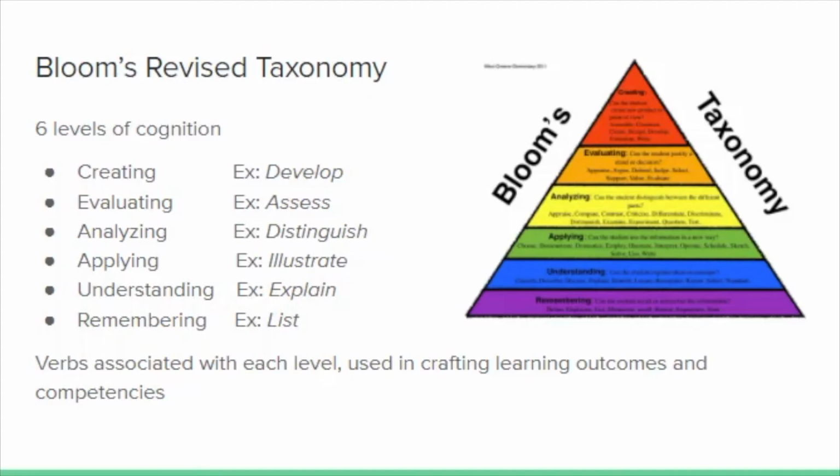Many people may be familiar with Bloom's Revised Taxonomy. There are 6 levels of cognition. Starting from the bottom, we have remembering, then understanding, applying, analyzing, evaluating, creating. These represent the level of cognitive depth a student is expected to achieve for a given competency or learning outcome.